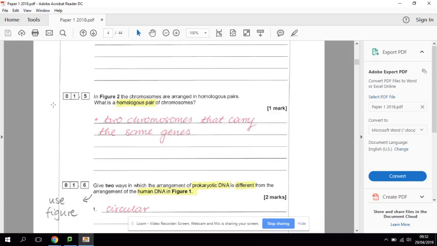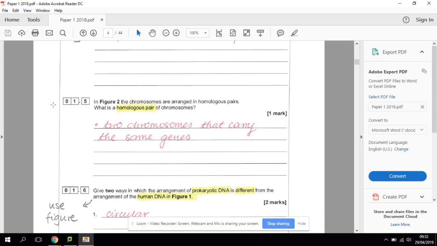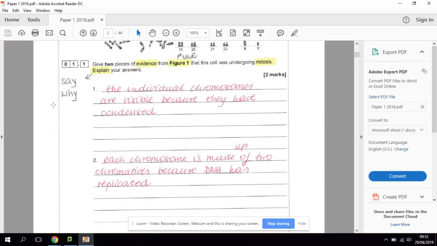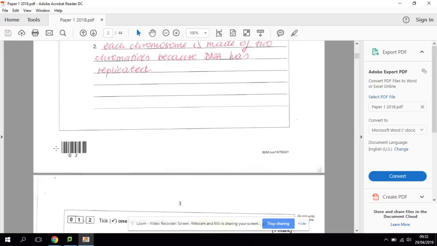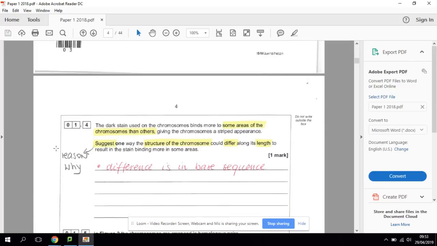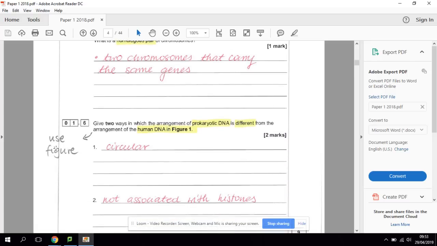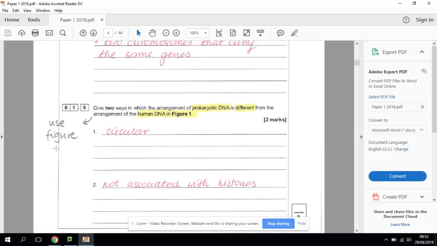1.6 then give 2 ways in which the arrangement of prokaryotic DNA is different from the arrangement of the human DNA in figure 1. So again, you need to go back and use figure 1. So let's quickly go back to figure 1, okay, that is our figure 1. Let's have a quick look at the arrangement of the chromosomes and come back to the question. Okay, so what's the difference? We know that in prokaryotic cells DNA is circular and it's not associated with histones.